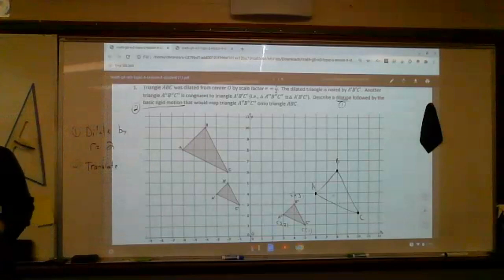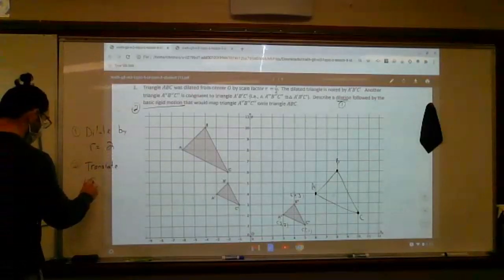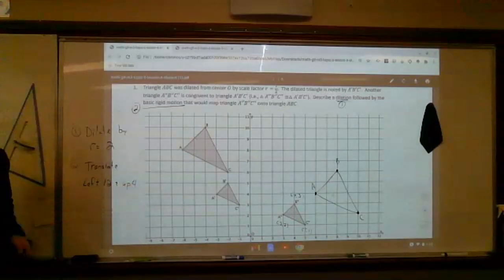Andrew. Okay, Trenton, what do you think, man? Left 12 and up four. Left 12 and then what? Up four. Okay. Trenton says left 12, up 4.